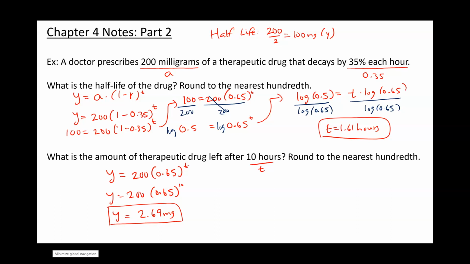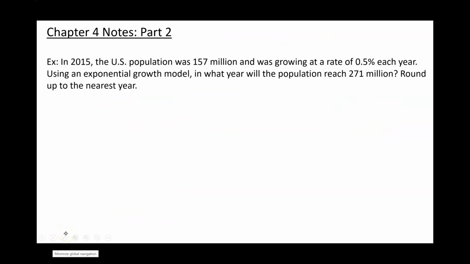Okay, let's do one more example. In 2015, now these numbers are not accurate, but in 2015, let's assume the US population was 157 million and it was growing at a rate of 0.5% each year. Now, anytime we have exponential growth, our generic equation is going to be a times 1 plus r to the power of t. Now the question is, in what year will the population reach 271 million?